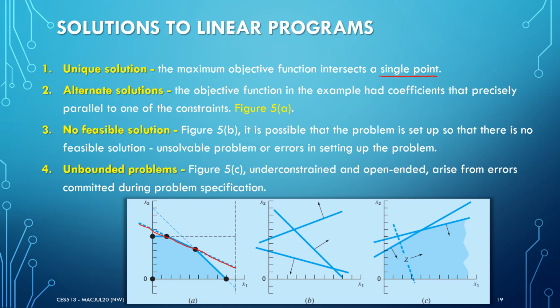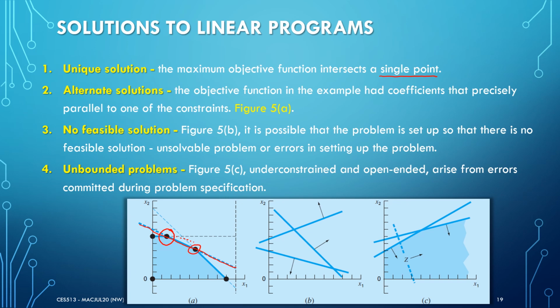Then, rather than a single point, the problem would have an infinite number of optima corresponding to a line segment in figure 5a. So we have more than one point.